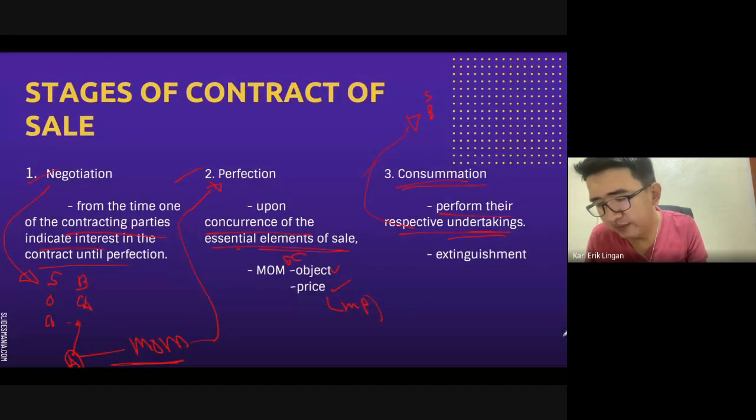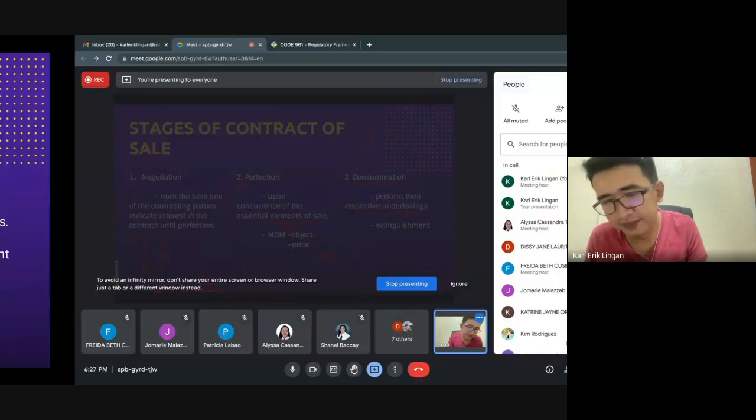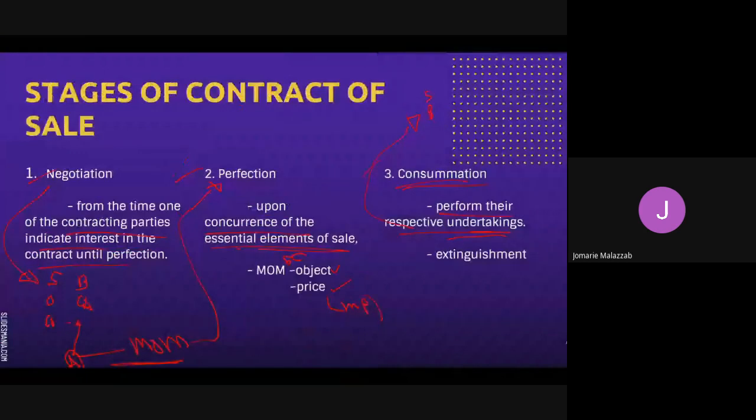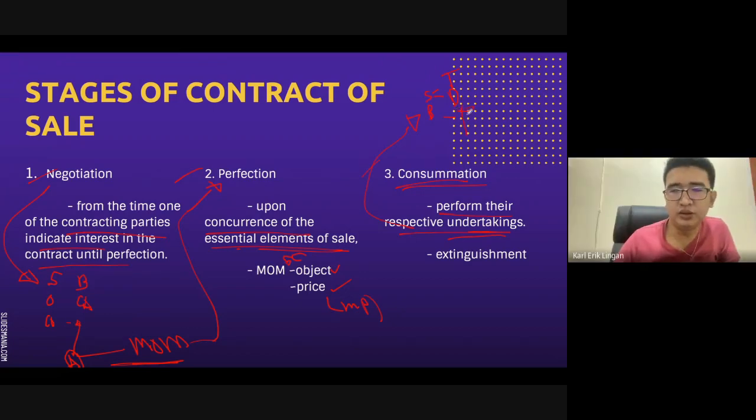Ano yung respective undertakings ng both parties in a contract of sale? Ito po yung obligation ng seller and the buyer po, sir. The seller must be obliged to transfer the ownership of the product, while on the part of the buyer naman po, sir, he is obliged to pay the price of the product po, sir. Okay, so yun yung respective undertakings nila. Kapag nagawa yan, may extinguish yung contract of sale. So dalawa yan, ha, transfer and deliver. Okay.